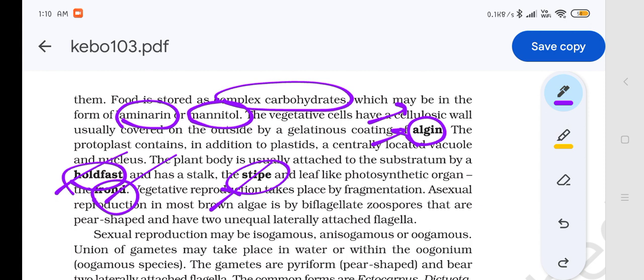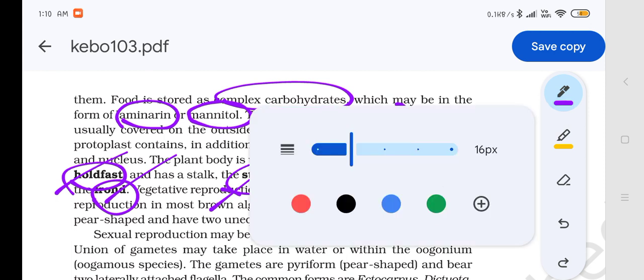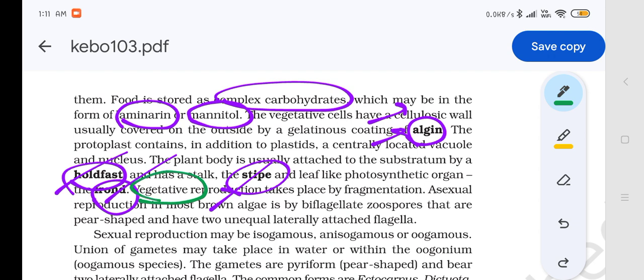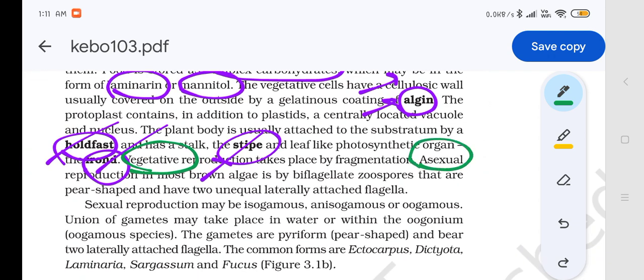Vegetative reproduction takes place by fragmentation. Asexual reproduction is again by zoospores, but they are biflagellate zoospores that are pear-shaped and have two unequal, laterally attached flagella. Revise this. Vegetative reproduction is by fragmentation. Asexual reproduction is by biflagellate zoospores, which are obviously motile. They are pear-shaped and have two unequal laterally attached flagella.